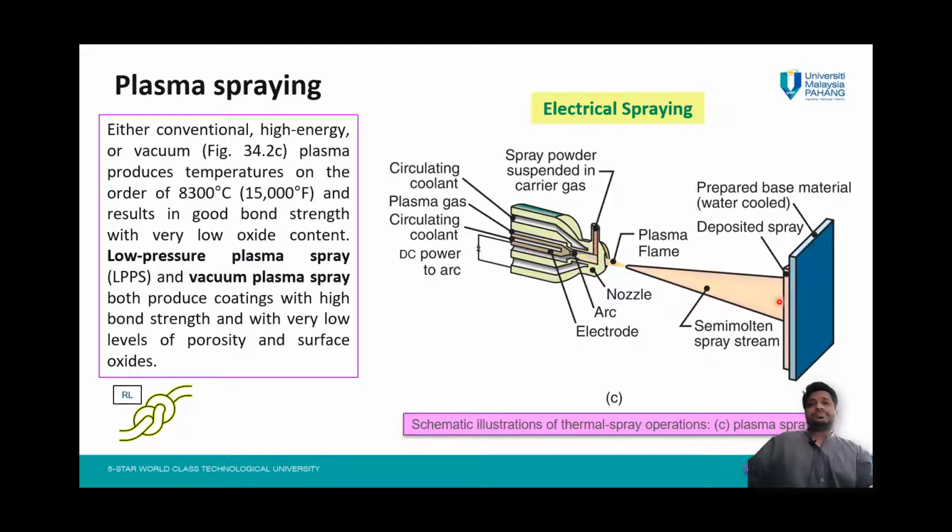In plasma spraying, high energy or vacuum plasma is produced at temperatures in the order of 8000 degrees centigrade. This results in a very good bond strength. Then you've got very low oxide content, and it can produce very low levels of porosity. Usually for thermal spraying processes, we've got a problem of porosity, because sometimes the particles are partially melted, sometimes they're fully melted, but they don't join together immediately on the surface. There are some gaps or pores which remain.